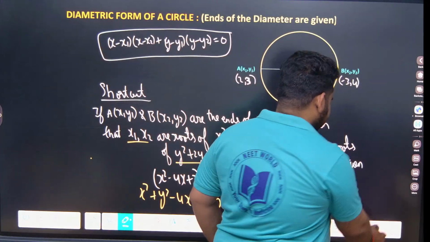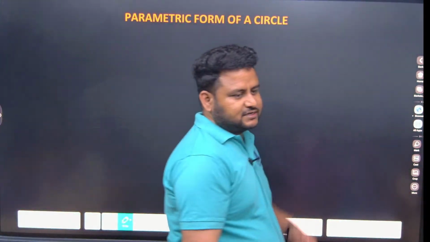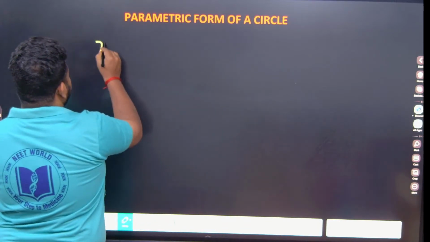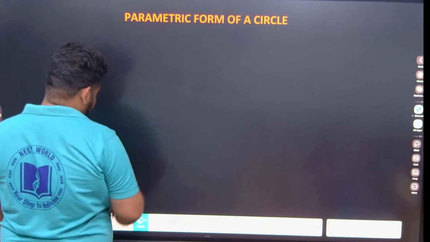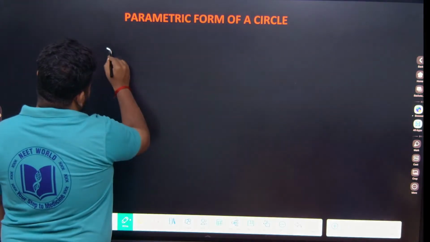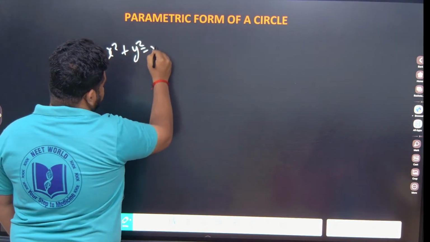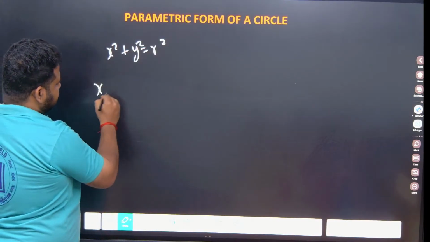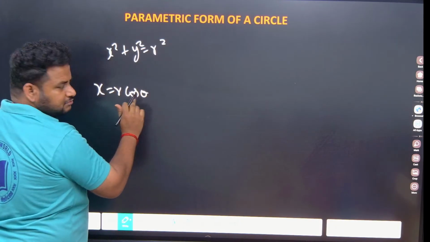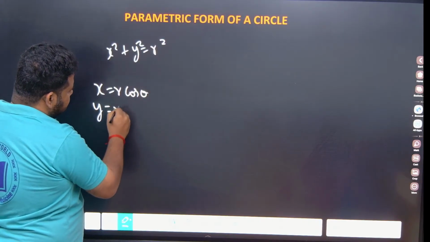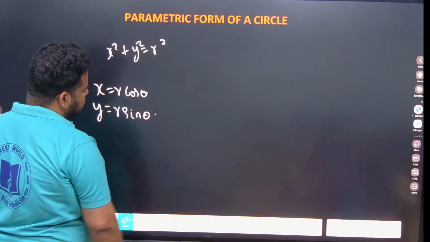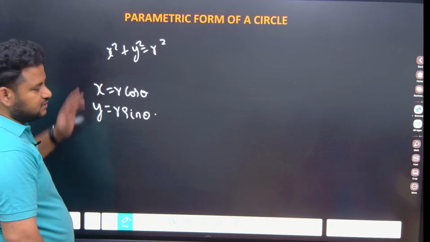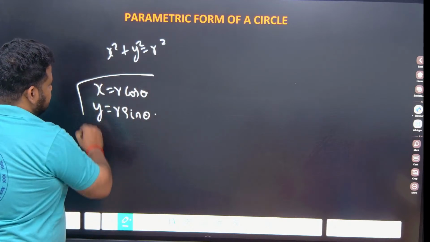Okay. Now next thing is parametric form of a circle. Very important. If it is given x square plus y square is equal to r square, in parametric form you will take x is equal to r cos theta, and y is equal to r sin theta. So x is equal to r cos theta, y is equal to r sin theta. When you write it in this form, this will become the parametric form of the circle.